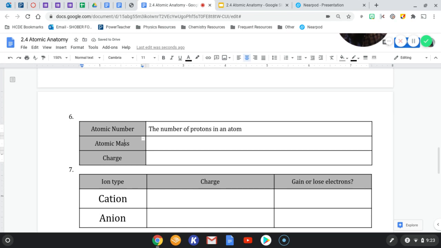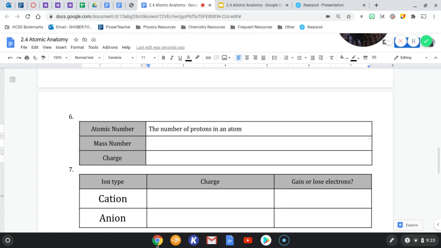Now, Mr. Schober made a mistake here, so we're going to fix this. This should not say atomic mass. This should say mass number. So yours will be fixed. I just had to fix that on mine. Atomic mass is something that's a little bit different. We'll worry about that later.